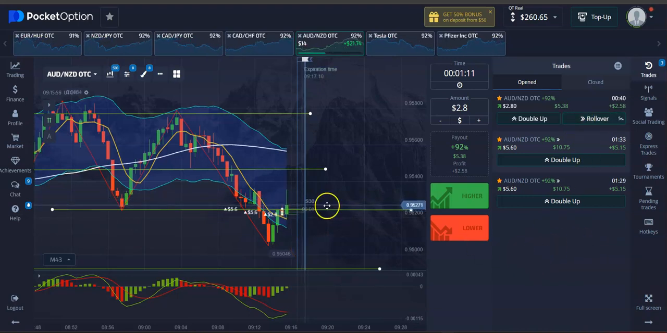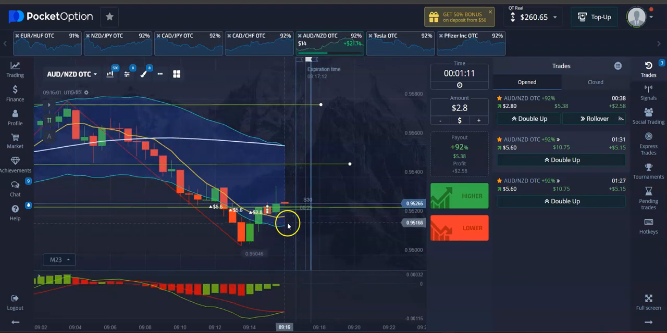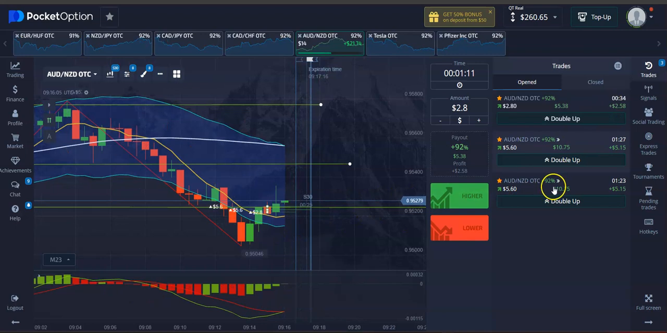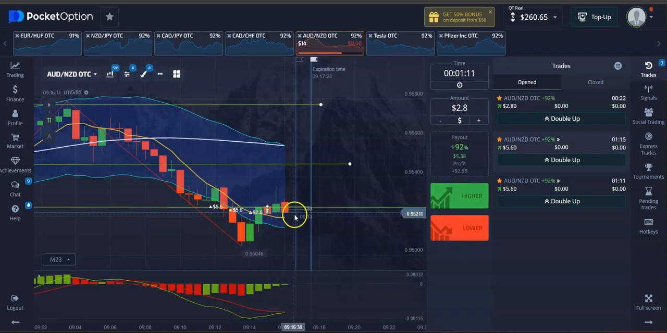So I'm going to leave this one as it is because I entered this one a little bit late. The other ones we rolled over. So rollover is adding an extra 1 minute and 11 seconds to my position and adding an extra 280 to my trade. Okay, so that's rollover. It can be risky, but sometimes it pays off.